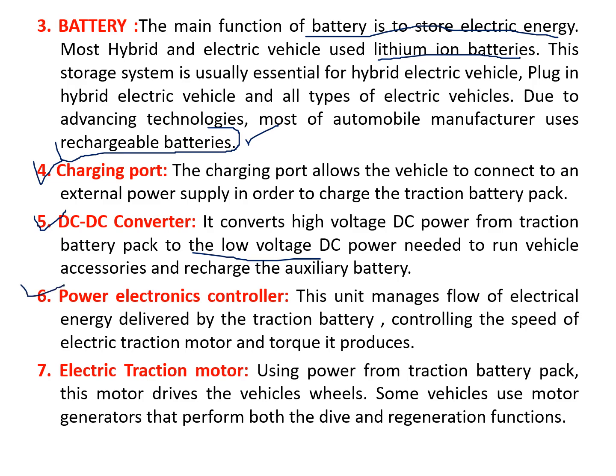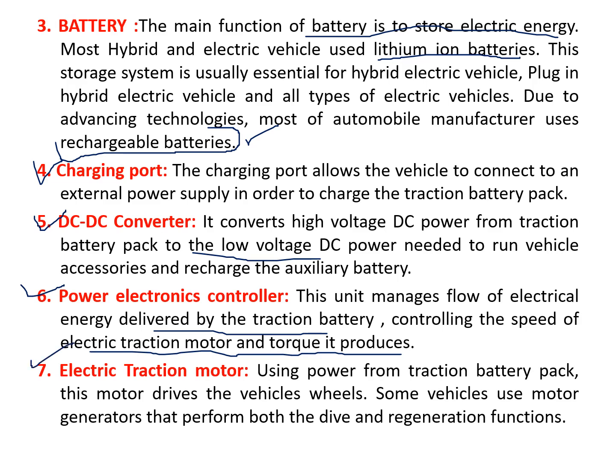Next one is the power electronics controller. This unit manages the flow of electrical energy delivered by the traction battery, controlling the speed of the electric traction motor and the torque it produces. So what does it do? It manages the flow of electrical energy which is delivered by the battery, controlling the speed of the electric traction motor and the torque it produces. So power electronics devices are completely controlling the energy flow inside the electric vehicle.